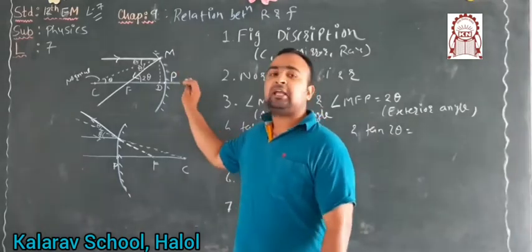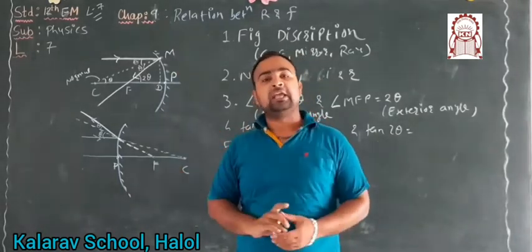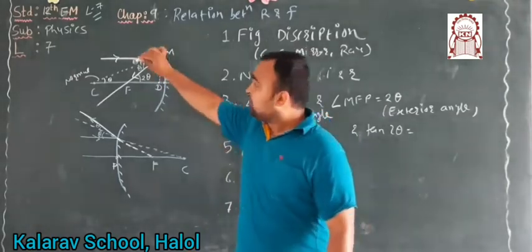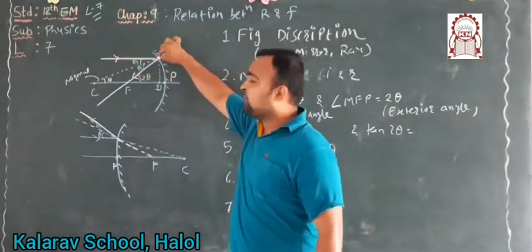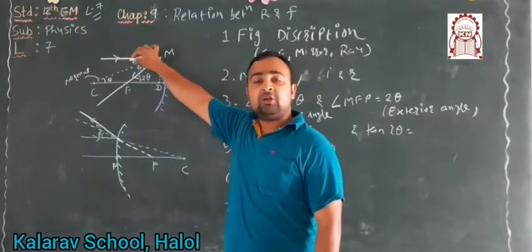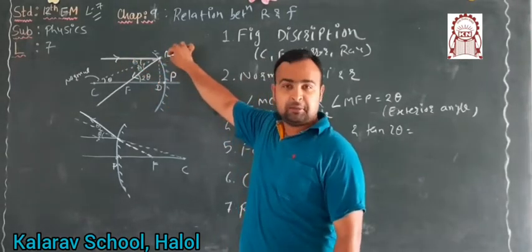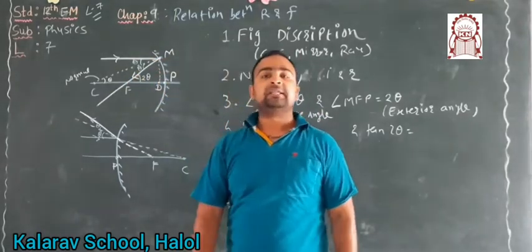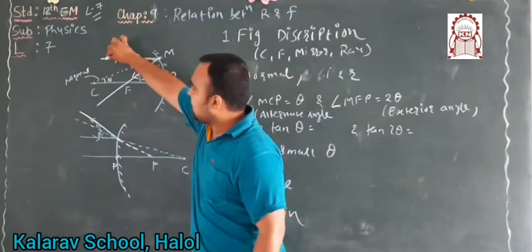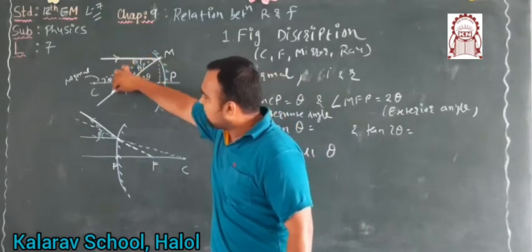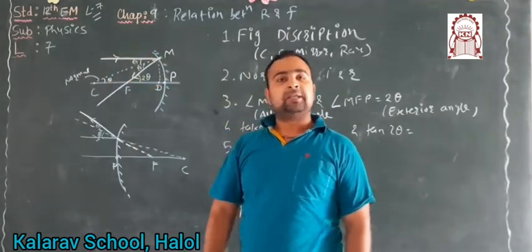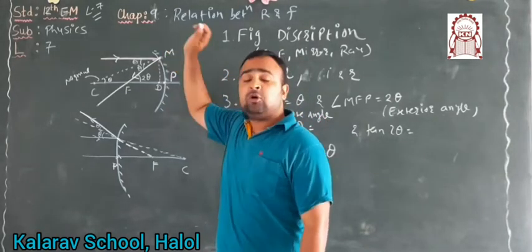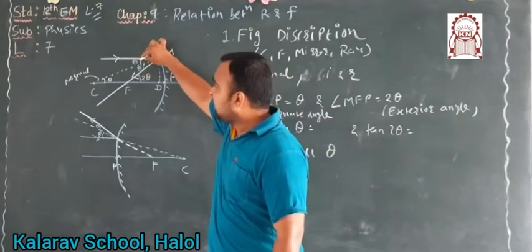Either you take a concave mirror or a convex mirror. In the concave mirror, first consider one of the parallel rays. We know that parallel rays incident on the mirror, after reflection, always pass through the principal focus. So here I am considering one ray, and after reflection it passes through the principal focus F.